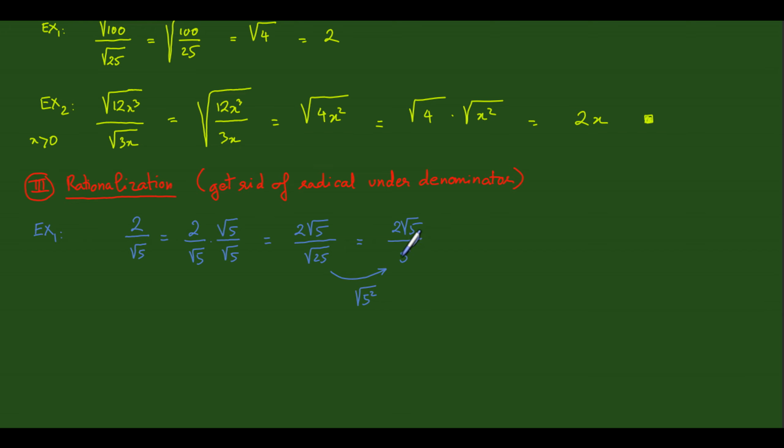Under the denominator, there's no more radical. On the top I have a radical, and that's fine, but in the denominator you shouldn't have a radical. So that is what rationalization means: get rid of the radical in the denominator. Alright, let me give you another example. I don't have more space anymore, but I think I have enough. What if I have something like this?